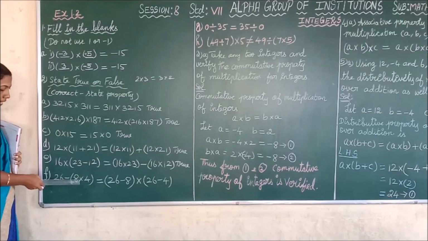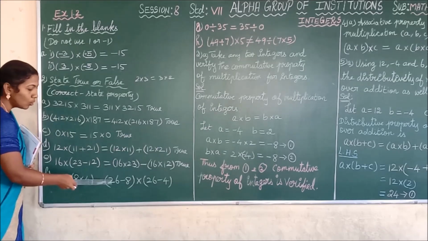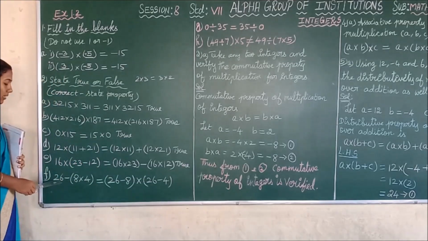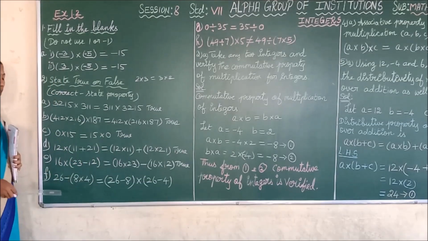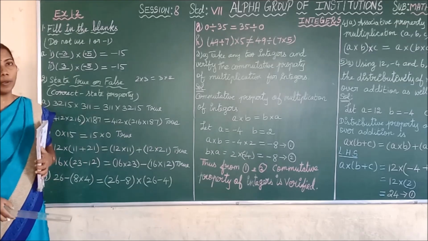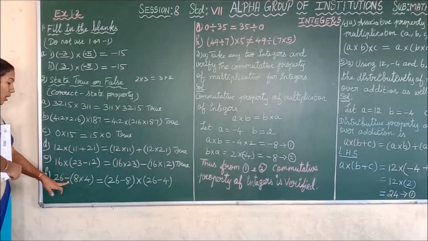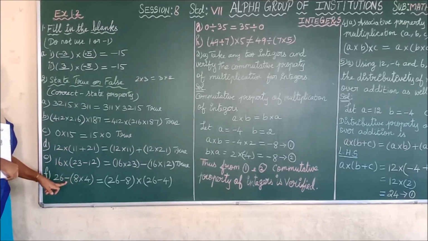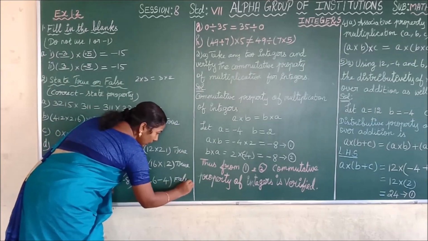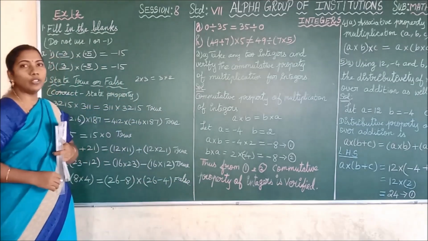26 minus 8 into 4 is equal to (26 minus 8) into (26 minus 4). See here, 3 elements are taken, so two operations are involved. So you may guess it may be the distributive property. Listen carefully, children. Here they are taking subtraction outside the bracket. So it is wrong. You have to take the multiplication operation outside the bracket. So this statement is wrong. You have to write false here. It's clear, children? If it is a false statement, no need to give the reason.